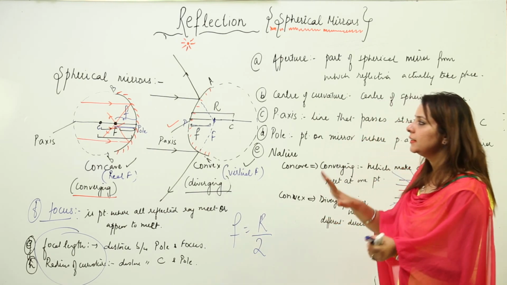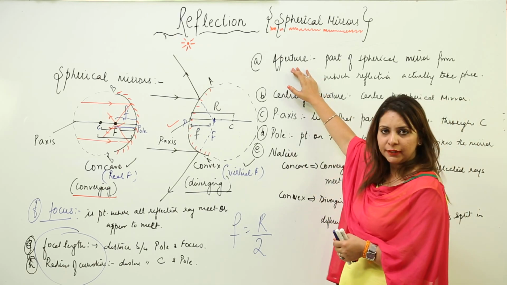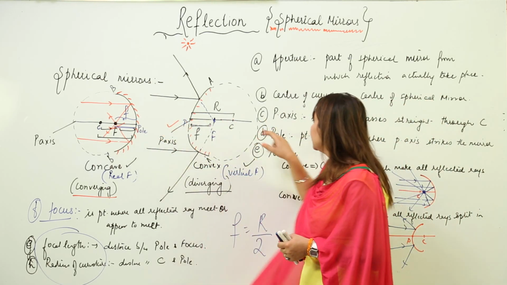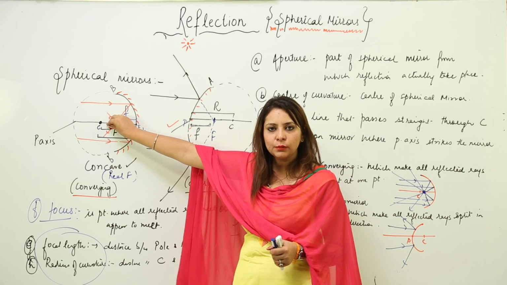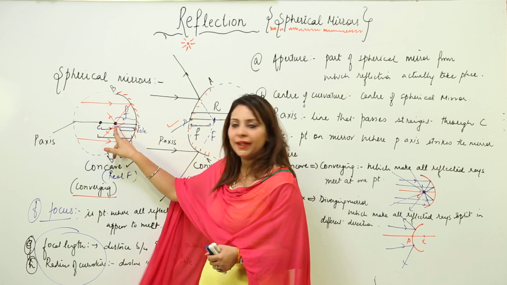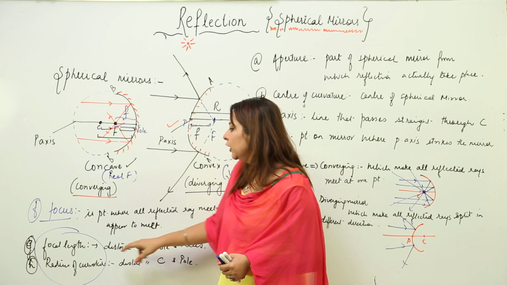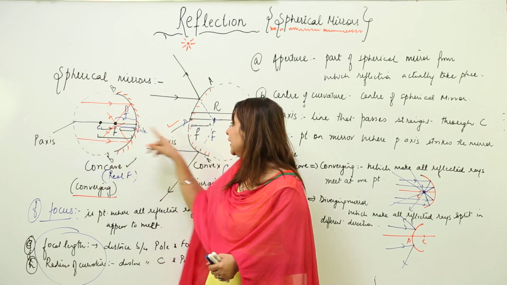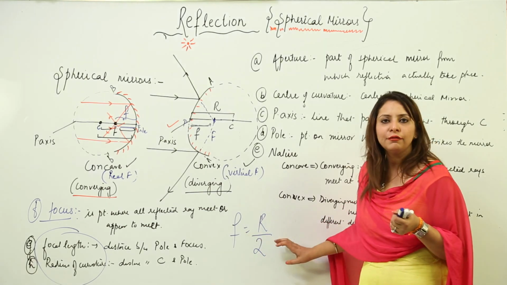So I think you got it. These are certain definitions, the terminology which we are going to use in this chapter. I think you got what an aperture is, what the center of curvature is, this point, what the principal axis is, the line coming straight, pole, the point where it is striking, nature: concave is making all the rays meet at one point, convex is just splitting, so converging and diverging. And focus, the point where the reflected rays actually meet or appear to meet. So real focus, virtual focus, focal length, the distance between P and F, again P and F, radius of curvature, the distance between P and C, again P and C, and the relation between focal length and radius: focal length is always half of the radius.